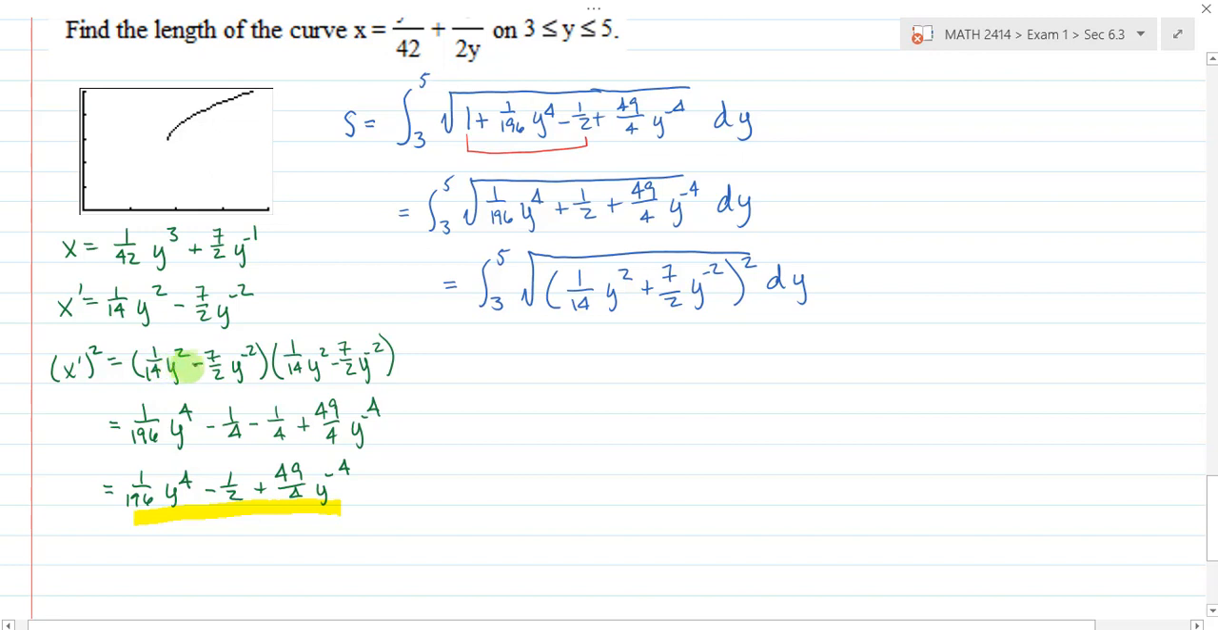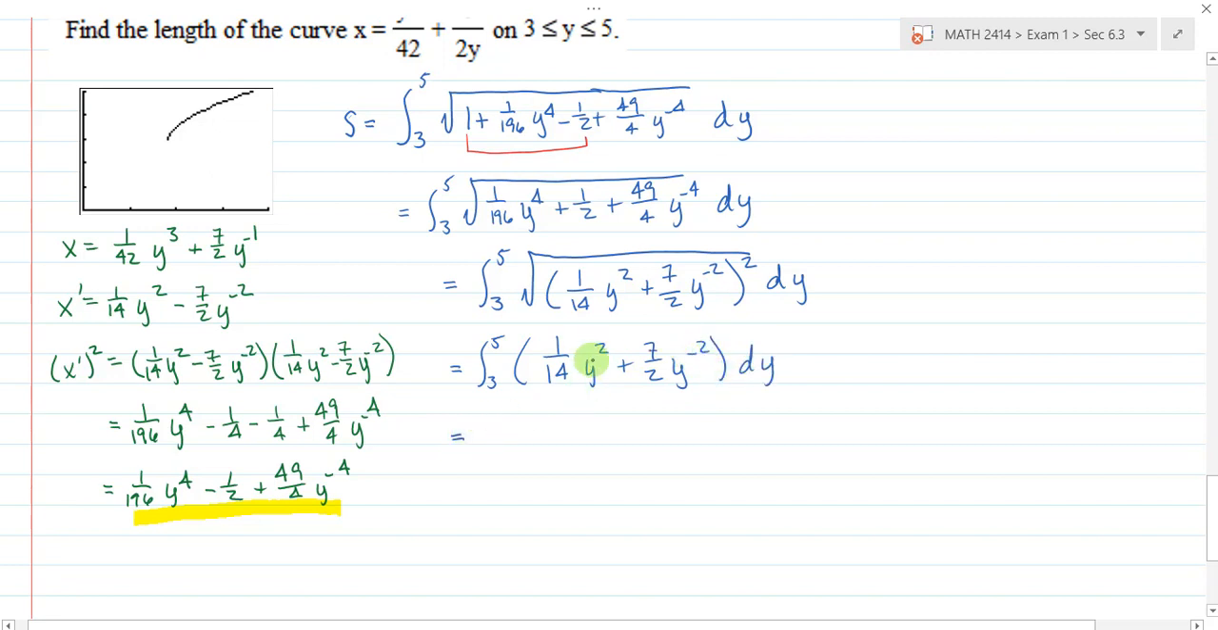If you look up here, what I did was I used the same terms, the same numbers I had up here, but instead of having a minus, I had a plus, because my middle term right here went from a minus to a plus. So this is going to be a perfect square of sums when you factor it. So now the square and the square root are going to cancel each other out, and I'm left with the integral from 3 to 5 of 1/14 y squared + 7/2 y to the negative 2 dy.